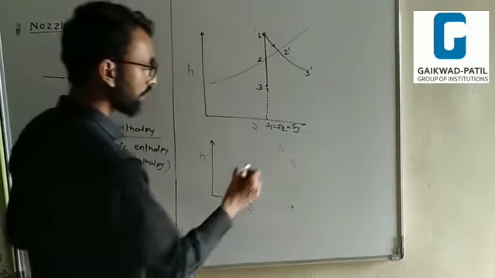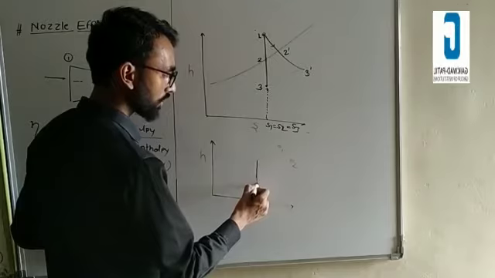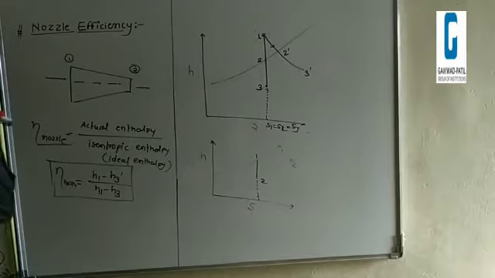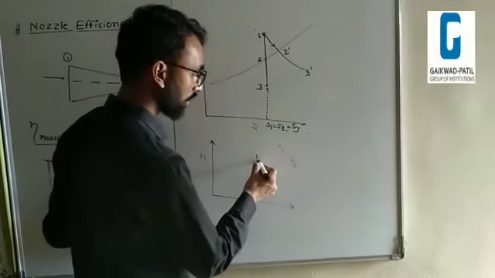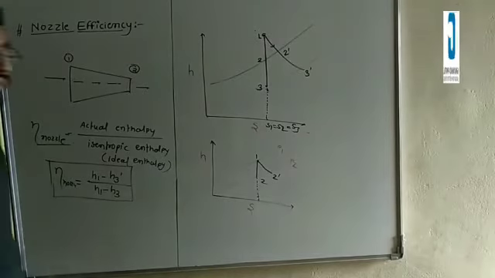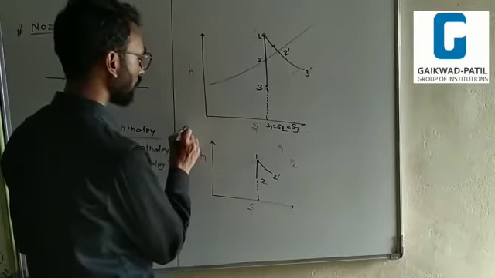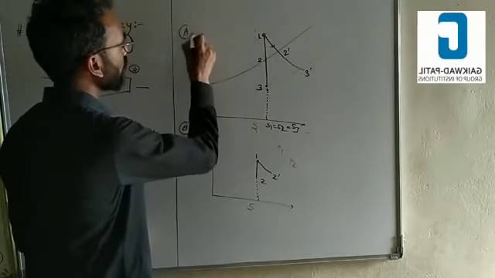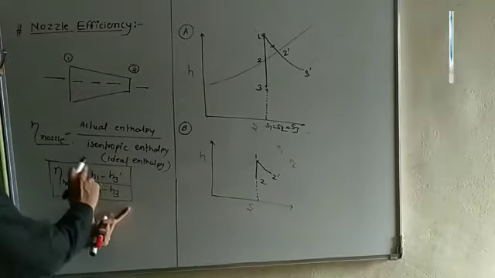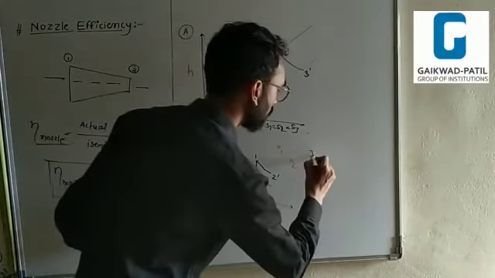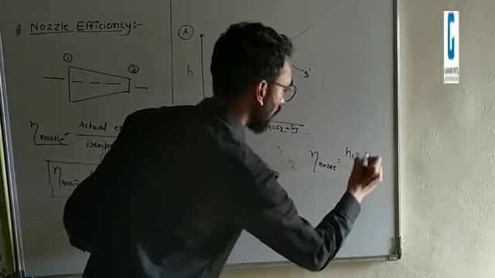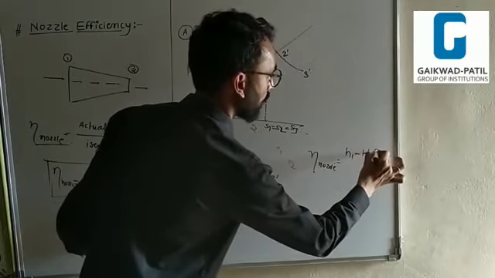What is the isentropic enthalpy drop? The isentropic enthalpy drop is 1 to 2. What is the actual drop? The actual drop is this one. 1 to 2 dot is the actual drop. What is the nozzle efficiency in this diagram? This is diagram number 1. What is the actual enthalpy drop? Nozzle efficiency is equal to H1 minus H2 dot.